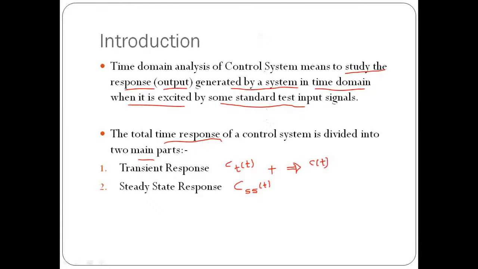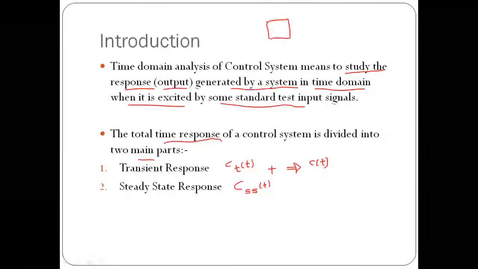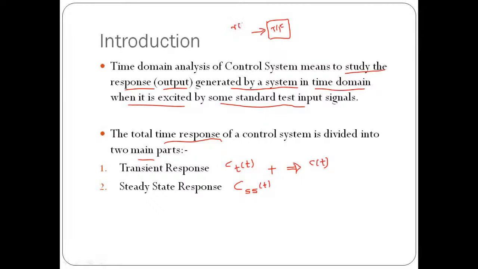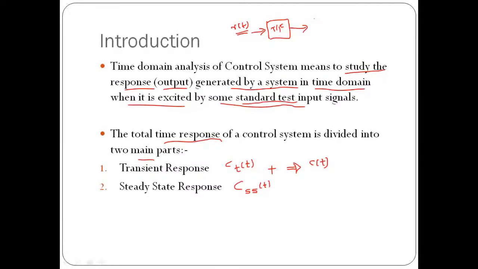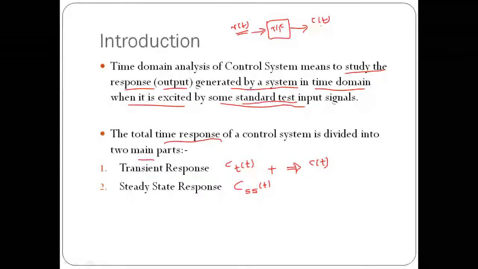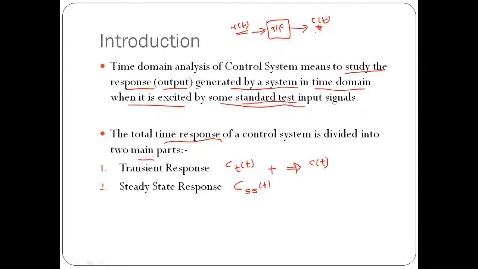Ultimately, our objective is, suppose you have a system, and to that particular system you apply some input in the form of excitation, that input may be any standard test input signal, and definitely it is going to generate some output in the form of response. That response is again a function of time. So how this response is going to vary, if you are trying to identify that, that means you are doing time domain analysis of that particular system.